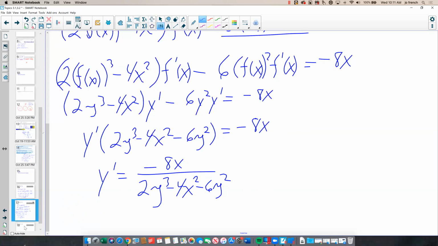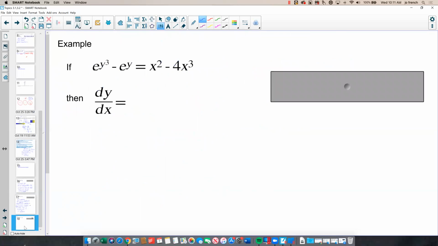One last example. If e to the y cubed minus e to the y equals x squared minus 4x cubed, then dy dx is going to equal what? Well, let's do this one without the f of x's, but remembering that whenever I take the derivative of a y expression, there should be a y prime as part of the derivative.